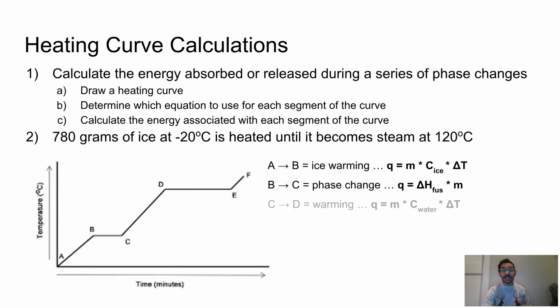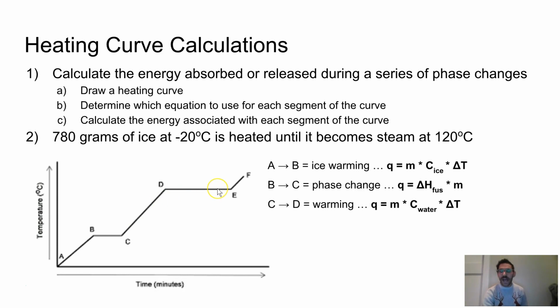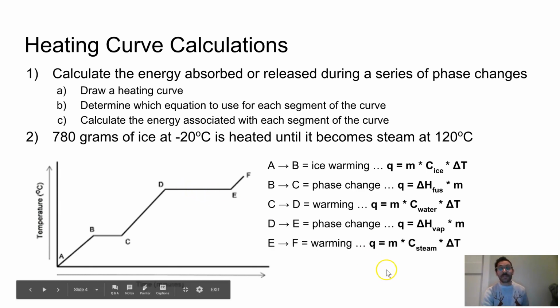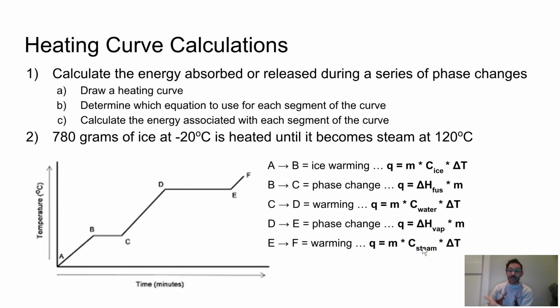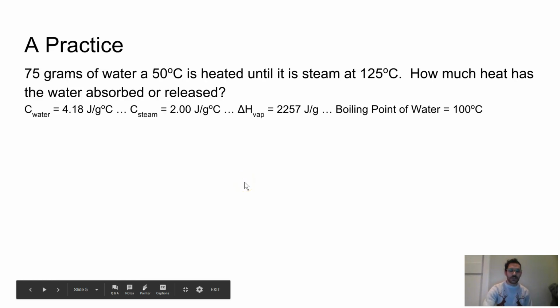And then between C and D, we know we're going to use Q equals mcΔT again because it's getting warmer. Anytime we have an increase or decrease in temperature, that's where I'm going to use Q equals mcΔT. When the slope is flat, that means we have phase change. So here we said we're going to be boiling or vaporizing. So we'll use our enthalpy of vaporization to calculate the energy associated with this segment. And then, oh my goodness, we're going to use Q equals mcΔT again, now with the specific heat of steam, not ice, not water, but steam, and we'll figure out the energy associated with this final change.